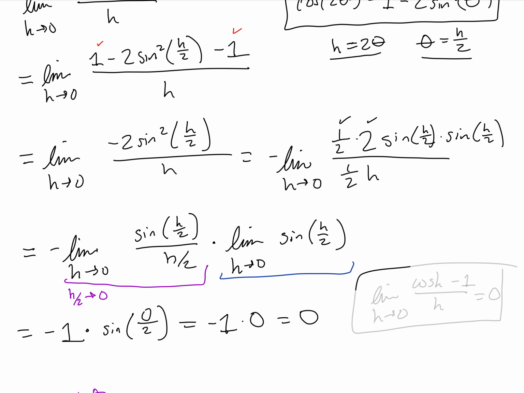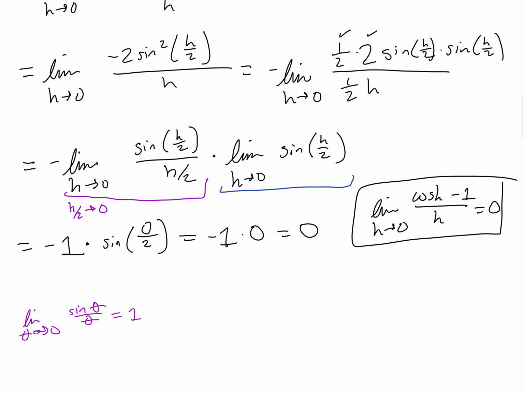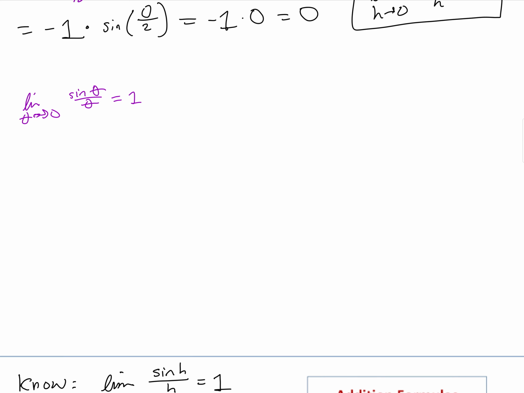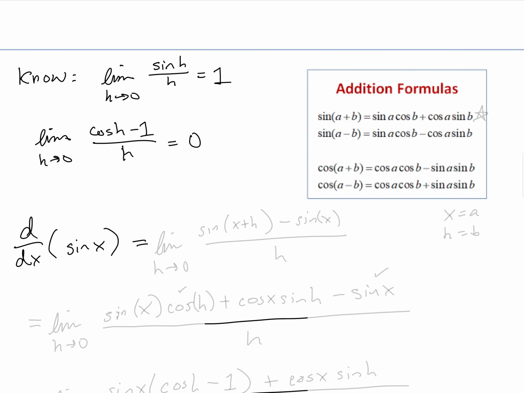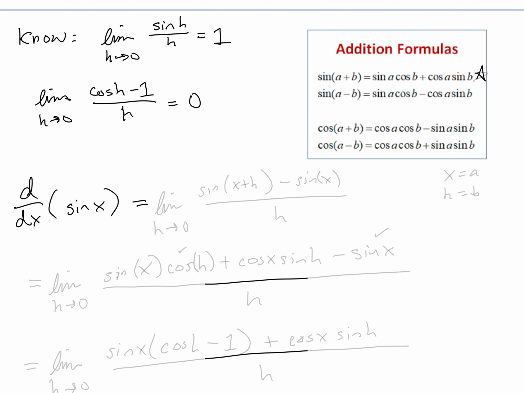So we have proved that the limit as h goes to 0 of cosine of h minus 1 over h is equal to 0. All right, so we know that the limit as h goes to 0 of sine of h over h is equal to 1. We know that the limit as h goes to 0 of cosine of h minus 1 over h is equal to 0. We're going to use one more trig formula, which is this one, this addition formula, to find the derivative of sine of x.